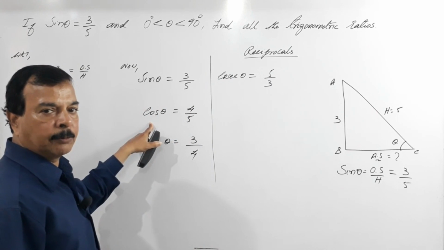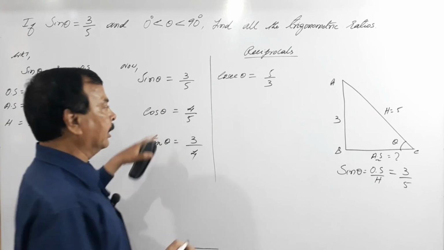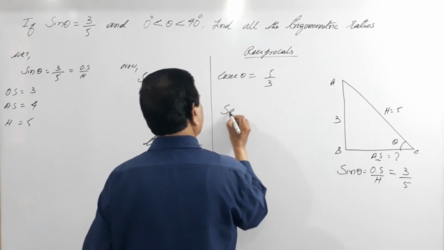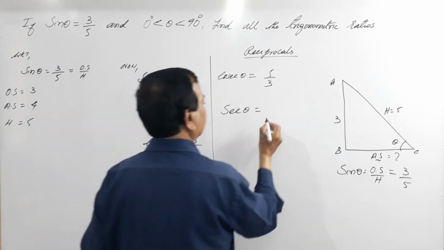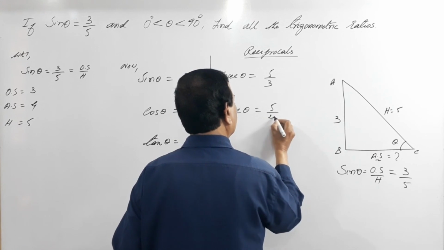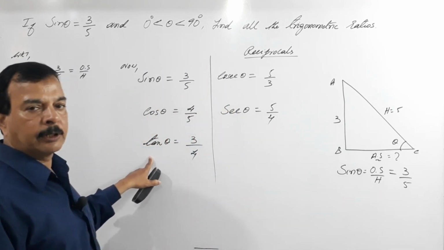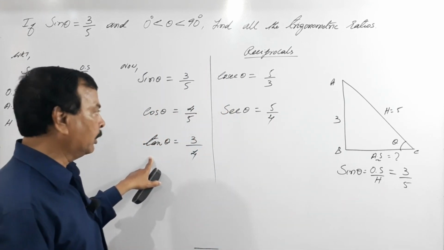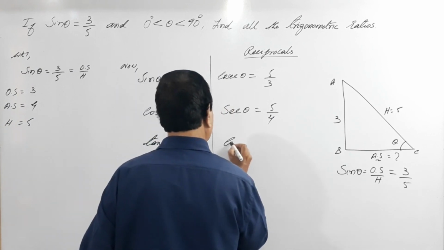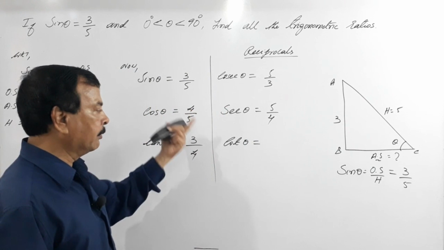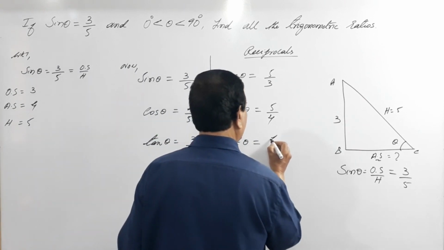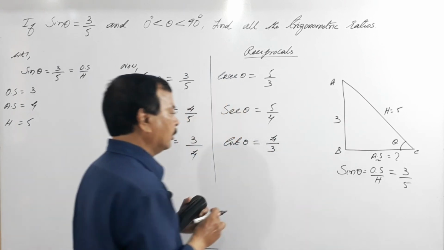What is the reciprocal of cos theta? It is secant theta. The reciprocal will be 5 by 4. Now the reciprocal of tan is cot theta. What will that be? 4 by 3. Just reverse it. 4 by 3.